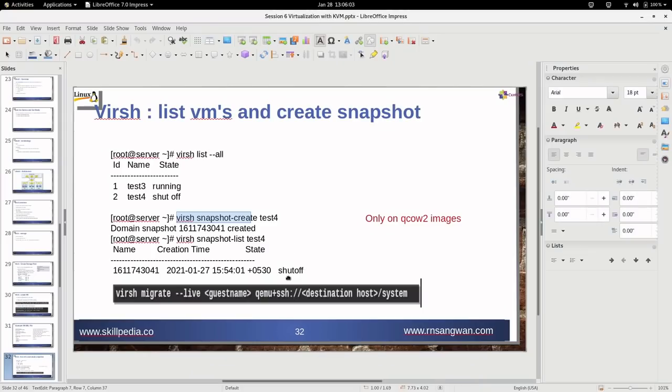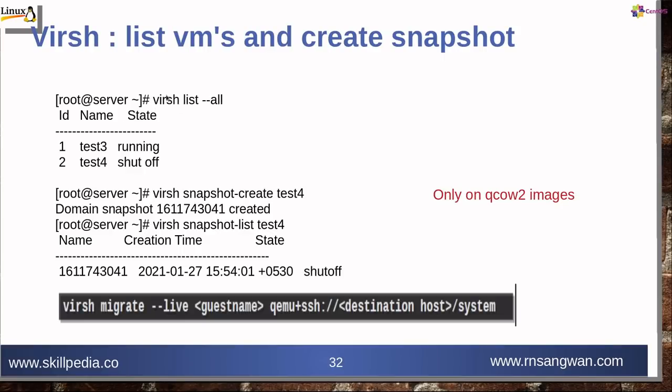So this is the command to shut off the machine. You can do live migration also. So I just demonstrated this virsh list, all the machines were running. Snapshot create test4, you will get this type of message. Snapshot list, you can see the list of snapshots.